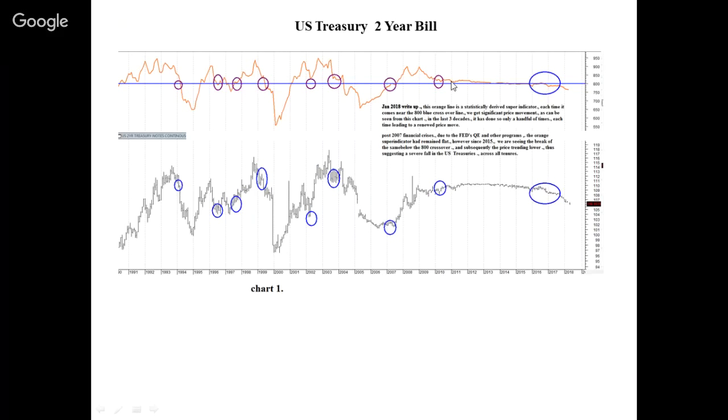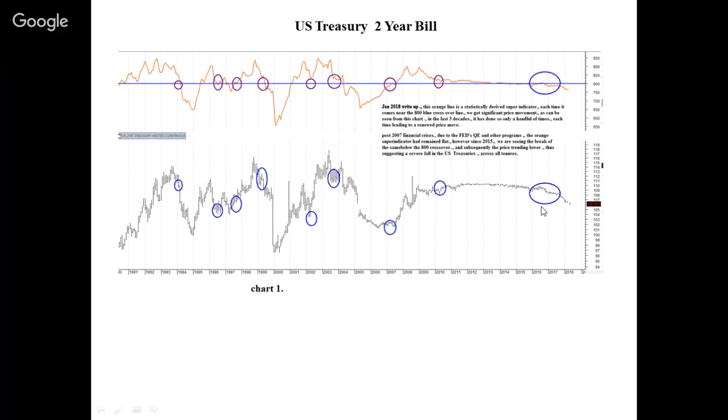As we see, during this period, 2007 to 2015, the indicator did not do much. That is primarily because the price did not do much, as the Fed kept the overnight rates and the other rates at near zero. But once in 2015, when the indicator went below the 800 level, we see the price started moving down.